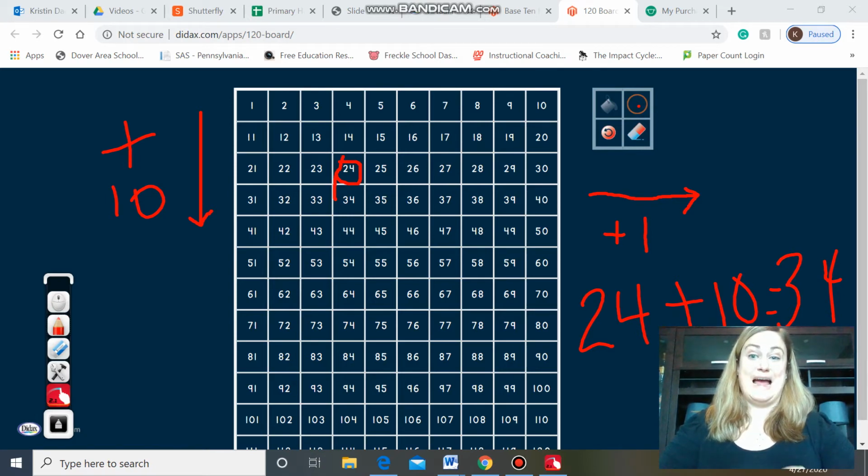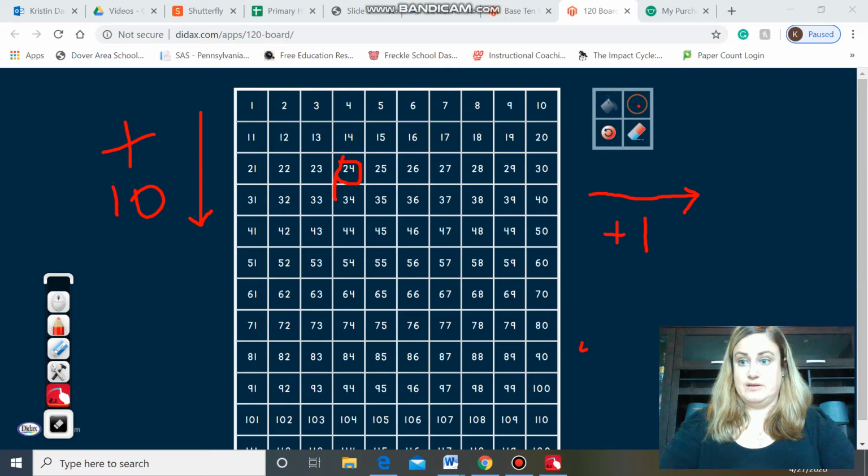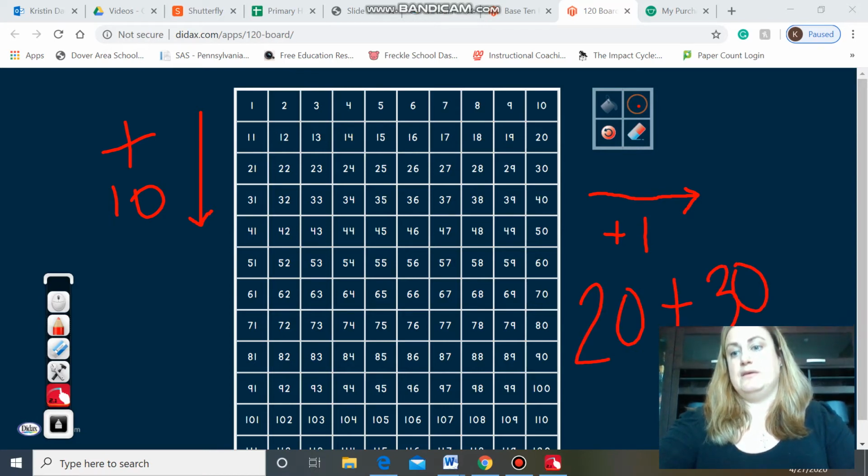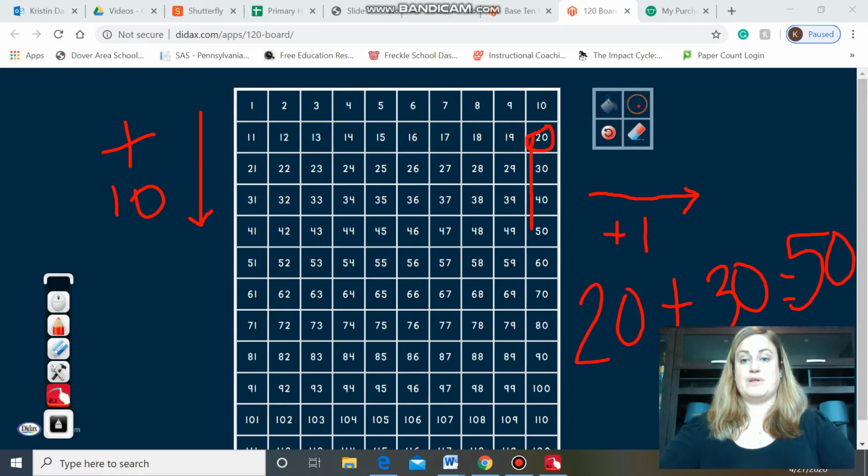Something else we could do is add more than 10. And let me just show you that quickly, and then we'll move into the tens blocks. So if I have the number 20 plus 30, okay, so I'm going to start at my 20. Now I'm going to add 10, but not just 10, I'm adding 30. So I'm going to count by tens, again going straight down. I'm going to go 10, 20, 30. And here's my answer: 50. So I can add more than 10 at a time. And I can do that from any number using the hundreds chart.